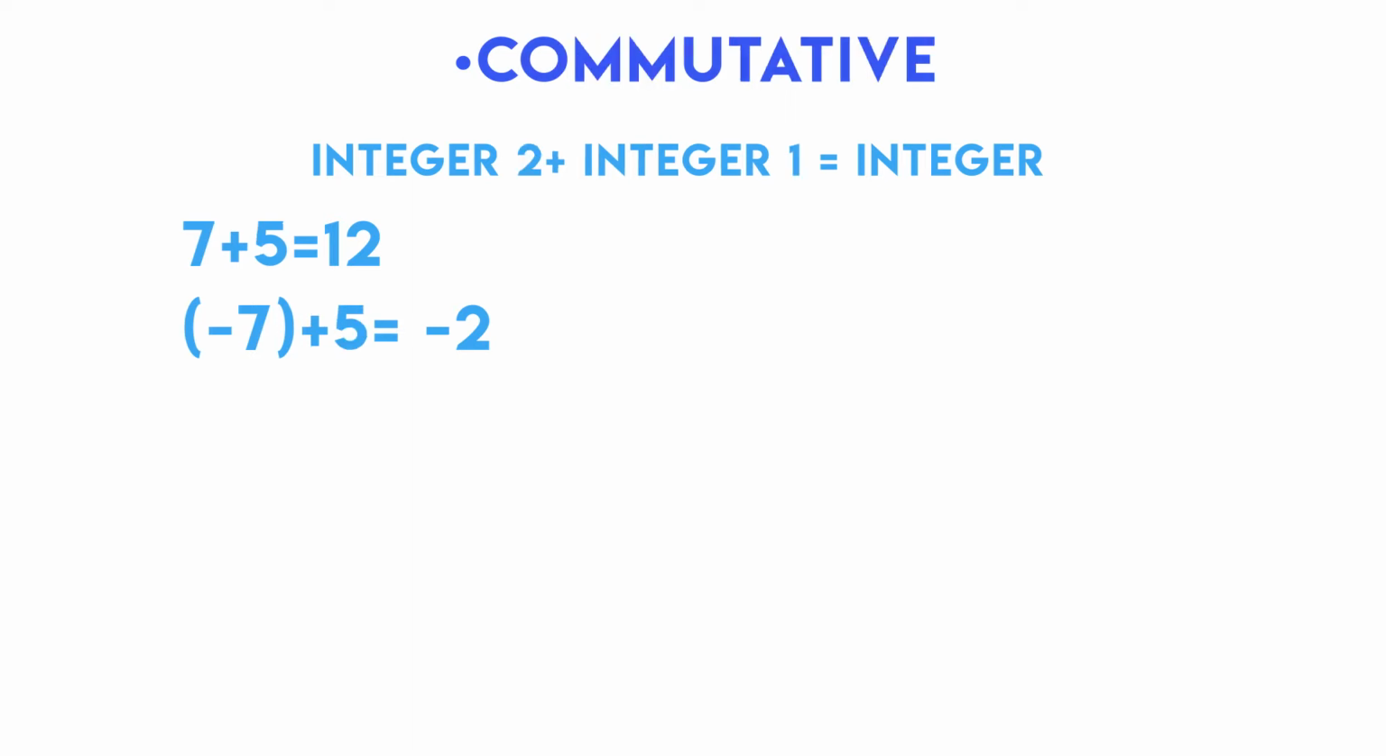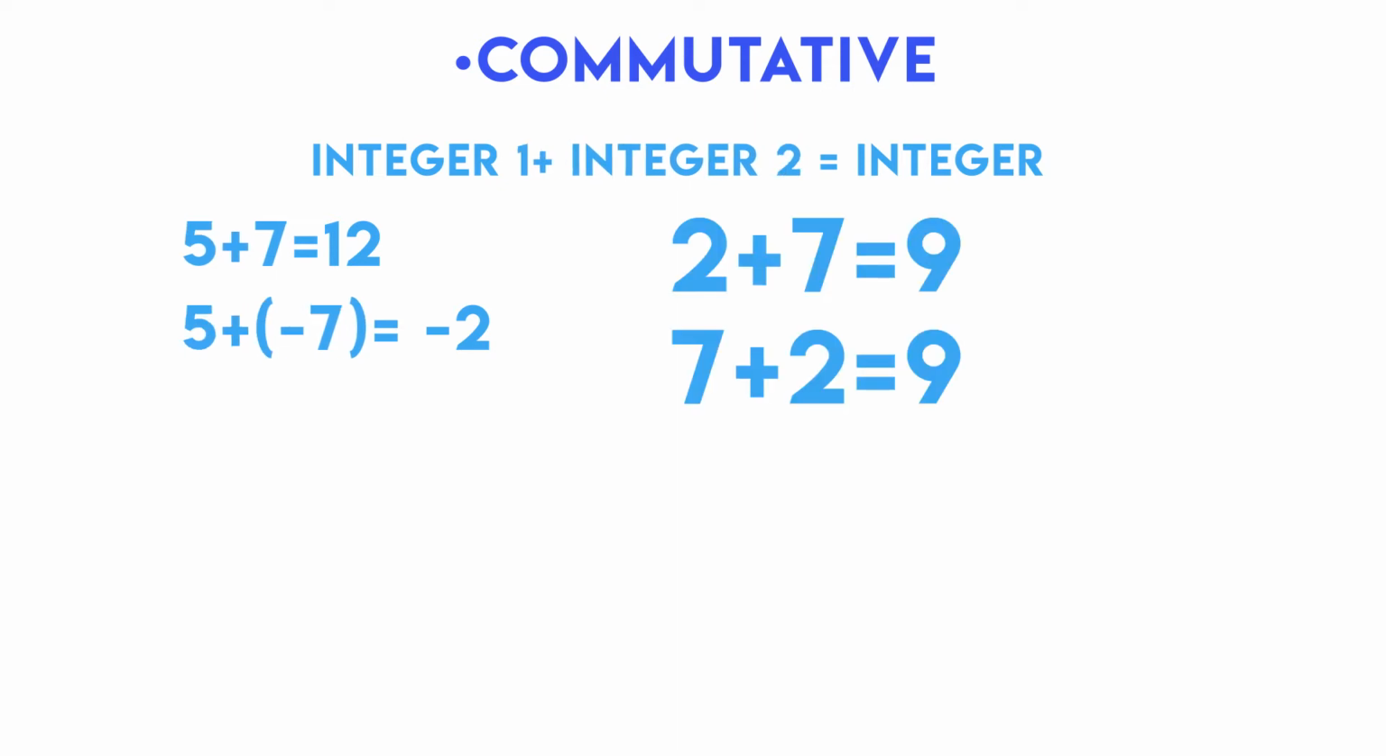Changing the order of integers while adding does not affect the result. This is the commutative property of the summing operation. Adding 2 and 7 is the same as adding 7 and 2. Both will give the result 9.